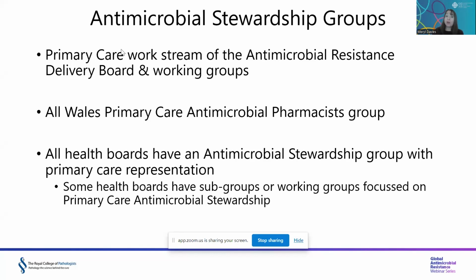Within Wales, we also have the All Wales Primary Care Antimicrobial Pharmacist Group, which brings together the network of all the antimicrobial pharmacists working within primary care in Wales. Again, it gives us the opportunity to share good practice, learn about various interventions, and share audits and other guidance that people have developed, so that we're not reinventing the wheel across Wales, and also to enable us to develop national guidance. All the health boards within Wales have antimicrobial stewardship groups as well, which have primary care representation, and some health boards even have subgroups or working groups focused on primary care antimicrobial stewardship.